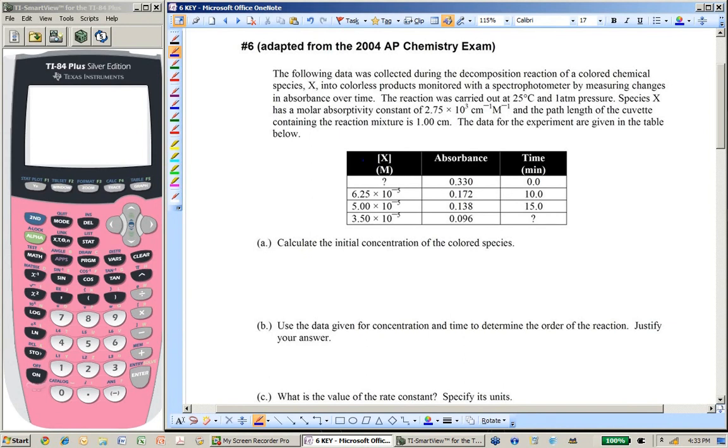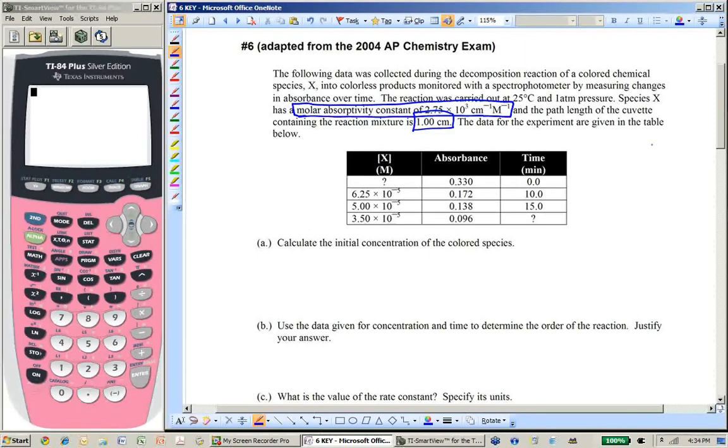The following data was collected during the decomposition reaction of a colored chemical species X into colorless products. Monitored with a spectrophotometer. You might have used a colorimeter in class. By measuring changes in absorbance over time. The reaction was carried out at 25 degrees Celsius, 1 atmosphere pressure. Species X has a molar absorptivity constant of 2.75 times 10 to the third centimeters per molarity, and the path length of the cuvette is 1.0 centimeters, and the data for the experiment are given in the table below.